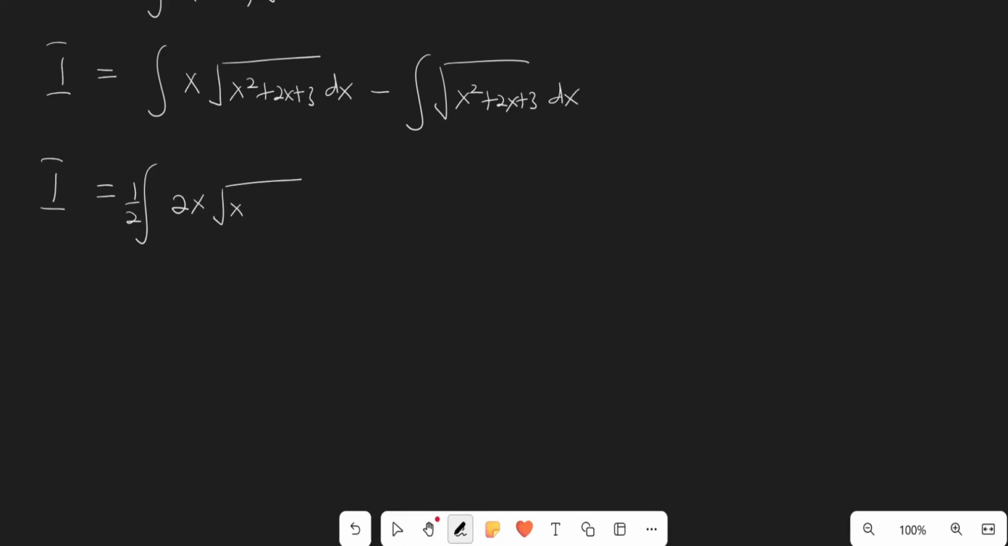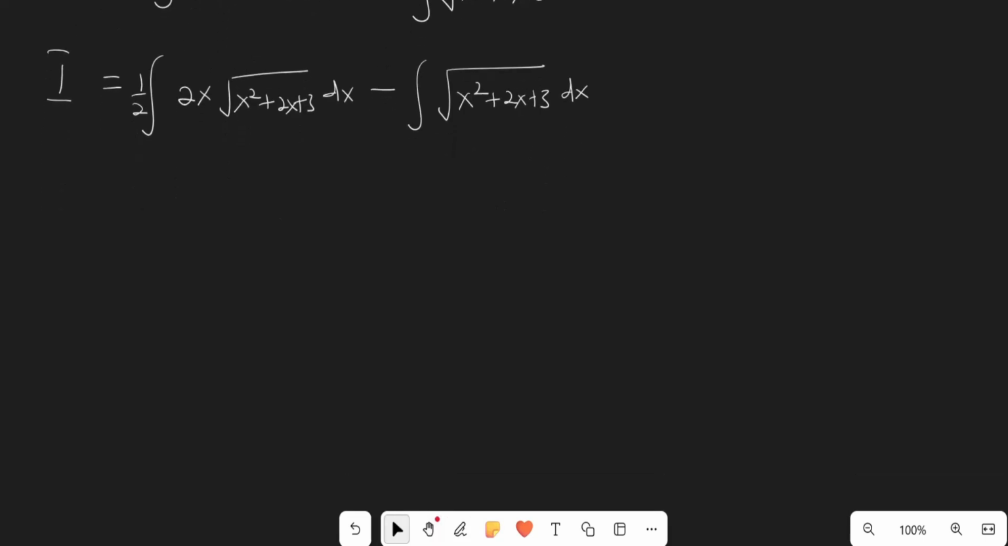Then we have the square root of x squared plus 2x plus 3 dx minus the integral of the square root of x squared plus 2x plus 3 dx. Now we are left with plus 2 because the differential of this one is 2x plus 2. Now we have to add 2 to the integral, the first one. So this is 1/2 the integral of 2x plus 2. But I can't just add 2, I have to subtract 2 to nullify the effect. So this is what I have.